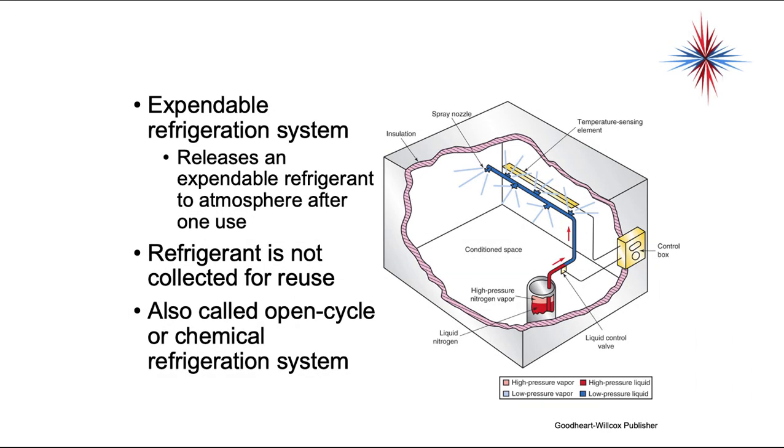Expendable refrigeration system releases an expendable refrigerant to the atmosphere after its use. Refrigerant is not collected or reused, and it's also called an open cycle or chemical refrigeration system. For example, liquid nitrogen into a conditioned space. Now, be very careful with these systems. If you have to enter a space where this is used, make sure you wear a respirator or the space is completely vented. Most of these refrigerants you cannot breathe.